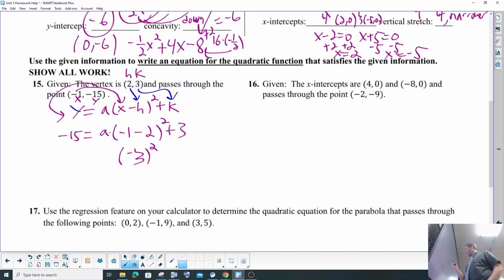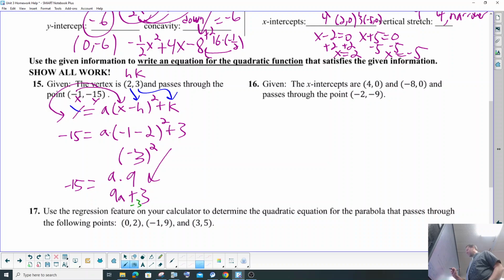And negative 3 squared is a 9. So we have 9 times a, which is 9a. And then we bring our plus 3 down. We bring our negative 15 down. So how do we solve for a now?